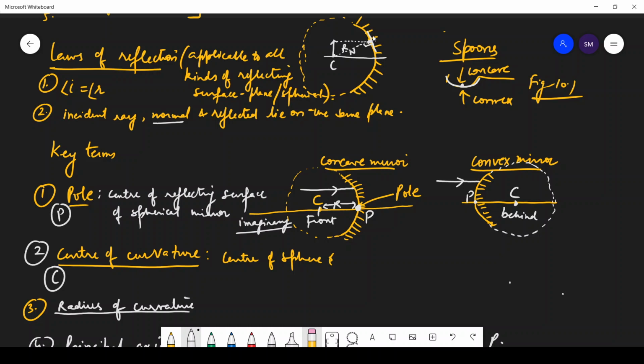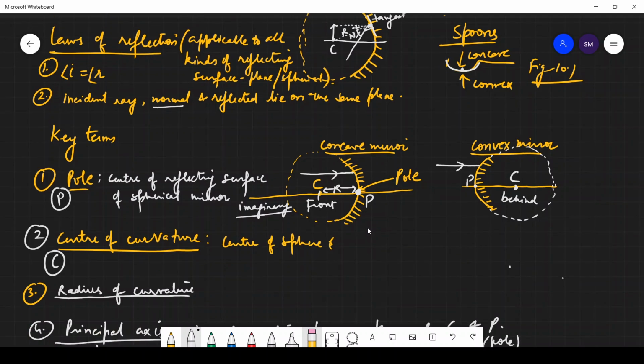Why? Because at this point you will draw a tangent, and the radius is always perpendicular to the tangent. So students, this is how we draw the normal. Here we need not draw a normal; the principal axis will act as the normal. So this will be your angle of incidence, and the same angle will be there as your angle of reflection. So these two angles are the same.